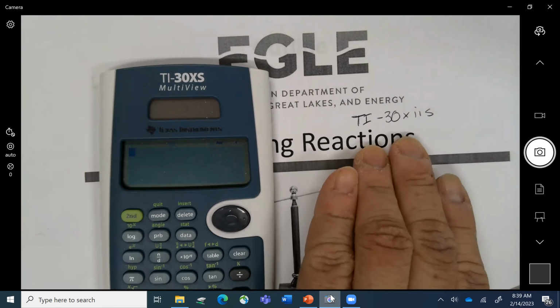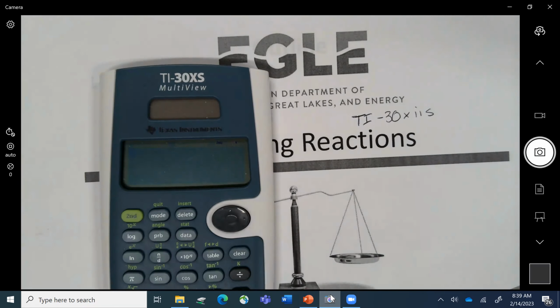This is the one I generally use and recommend, the TIX32S. And you can buy them for between $10 and $15 on Amazon or Walmart or Target or Meijer or wherever you're going to buy it from. All right. Walgreens sells them too. They're a little bit more expensive, but they do sell them. All right. So highly recommend it.